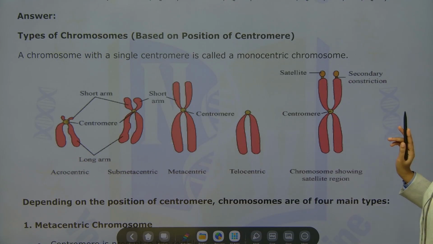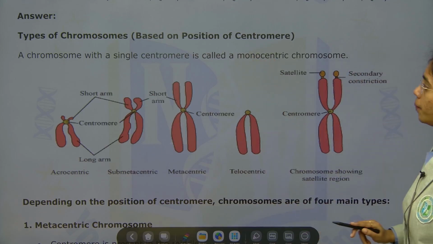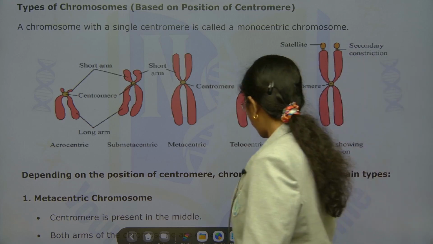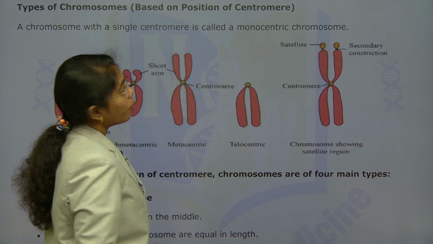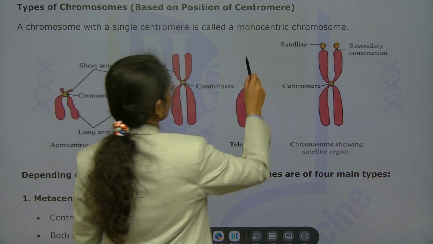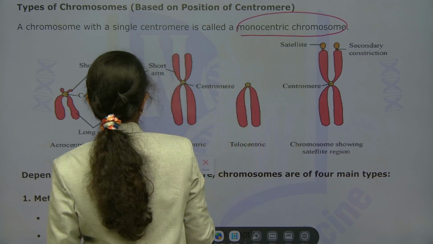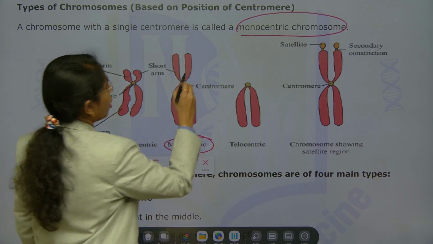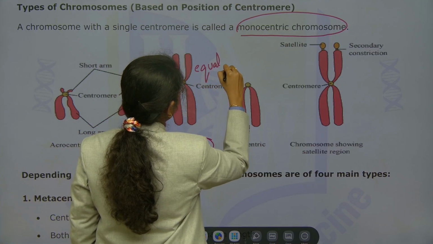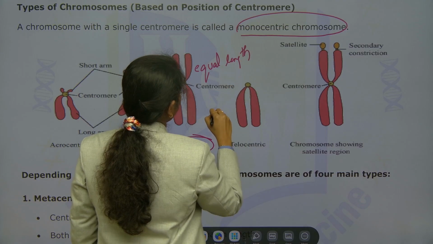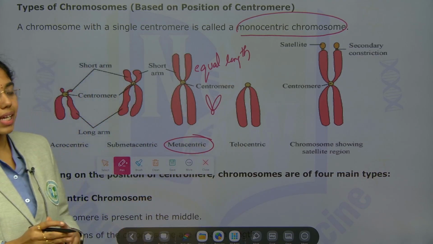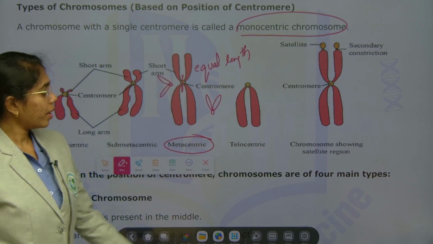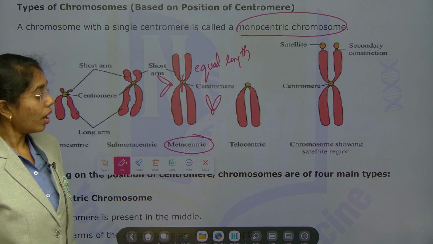Types of chromosomes are based on the position of centromere. A chromosome with a single centromere is addressed as a monocentric chromosome. In this monocentric chromosome we have these types. First we will see the metacentric chromosome, where the two arms of the chromatid are of equal length, and this gives out a V shape during anaphase chromosomal segregation. After centromere splitting, this will give V shaped chromosomes. V shaped metacentric chromosomes will have equal length of chromatids.